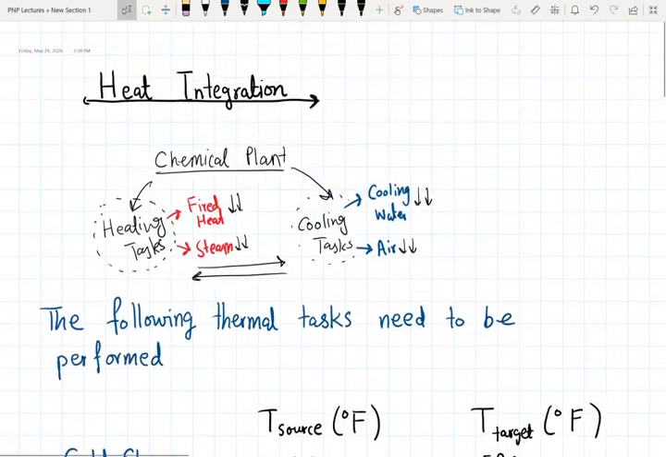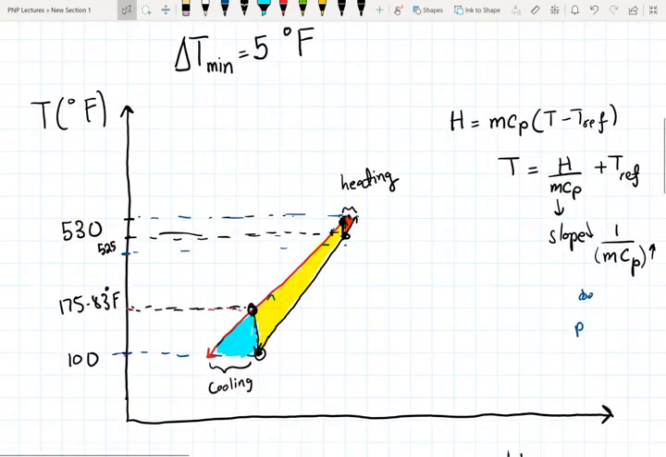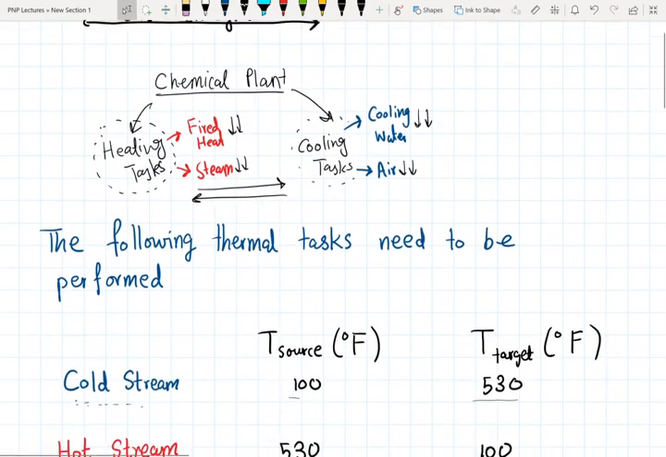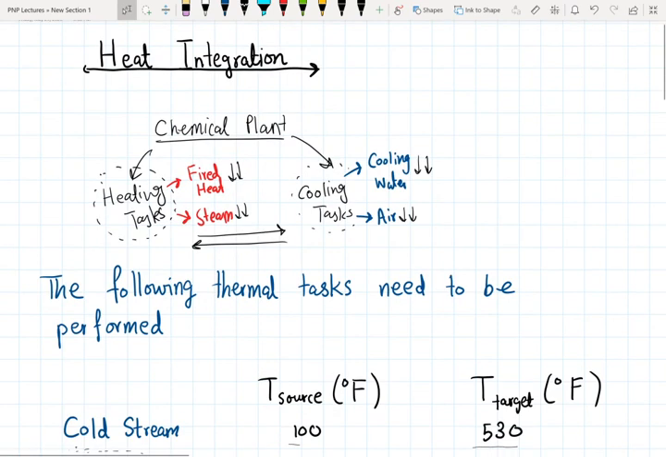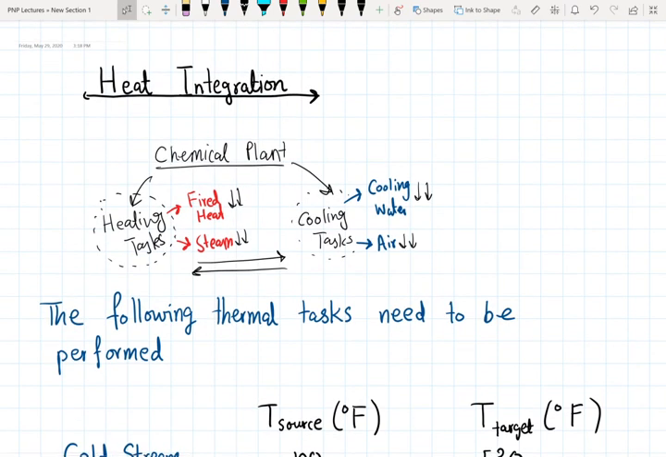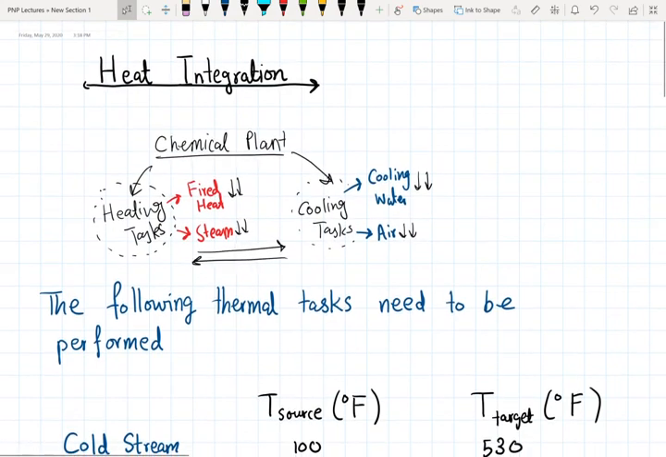So in the next video, we're going to look at scenarios where you have more than two streams, where you have multiple hot streams and multiple cold streams, and how we can perform heat integration with more complicated tasks.